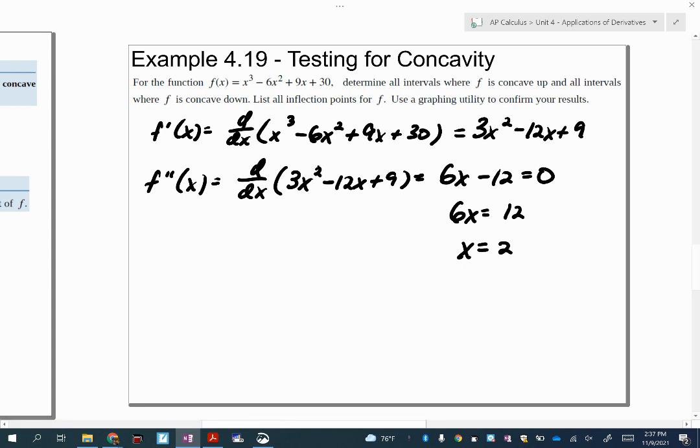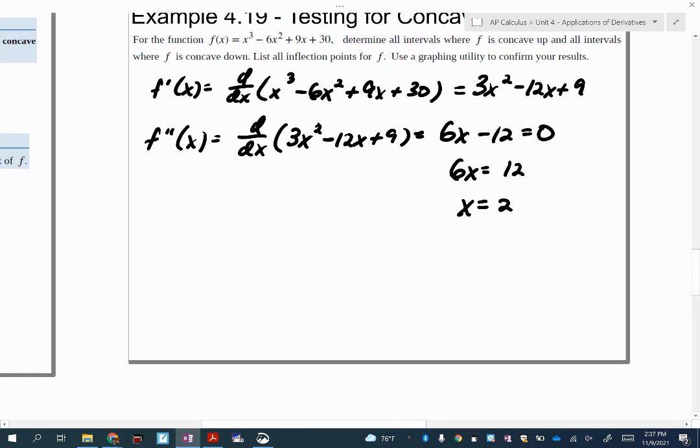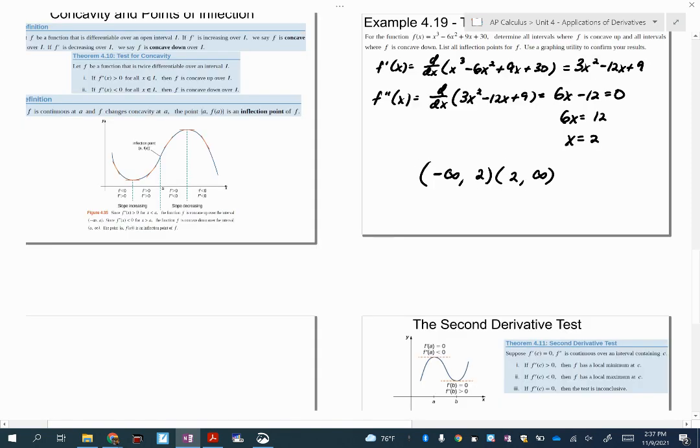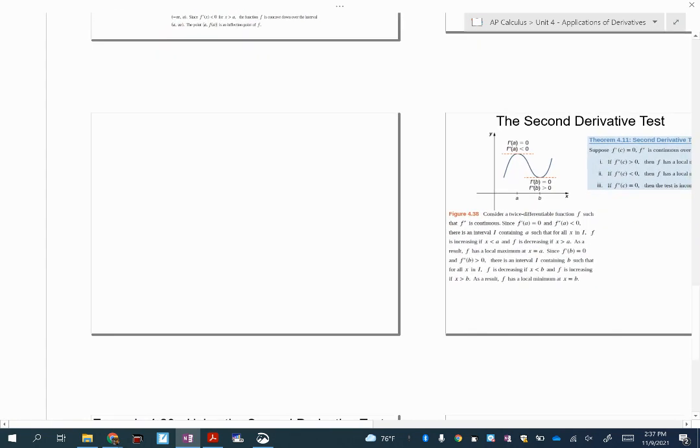So x equals 2. So taking these intervals, or this domain of negative infinity to infinity, I'm going to split that into negative infinity to positive 2 and 2 to positive infinity. All right, so I'm going to use this to make one of those tables like we did before.